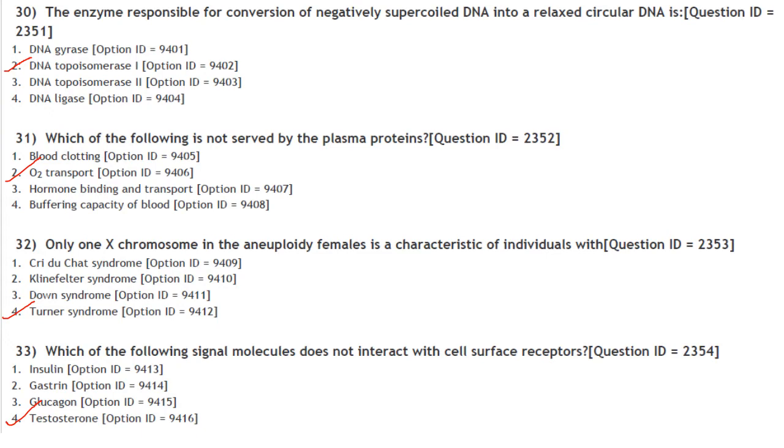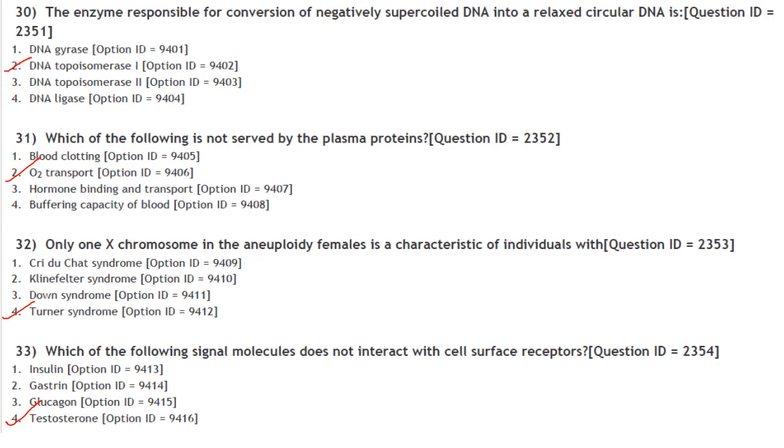Then which of the following is not served by the plasma protein? Blood clotting, oxygen transport, hormone binding and transport, buffering capacity of blood. So they have asked which is not served by the plasma protein: it is oxygen transport. Answer is option 2.